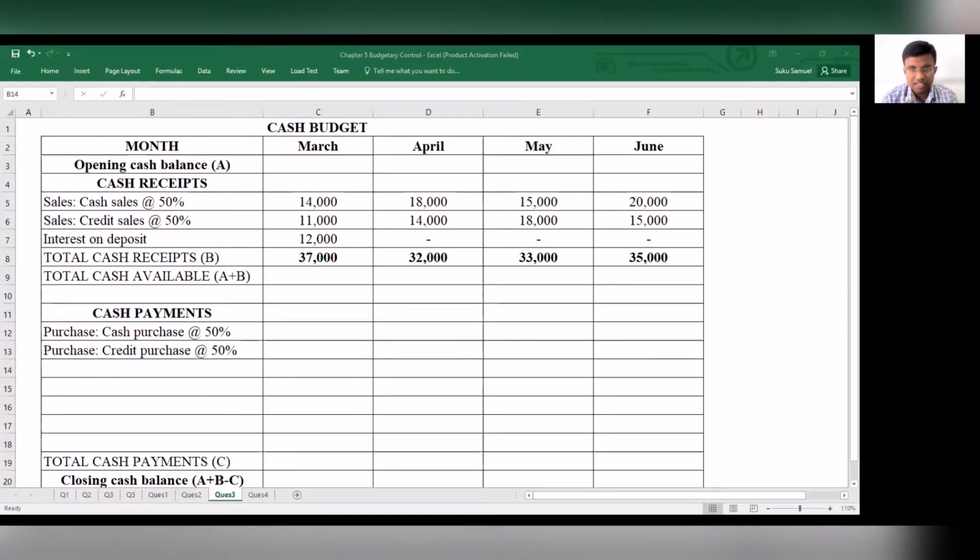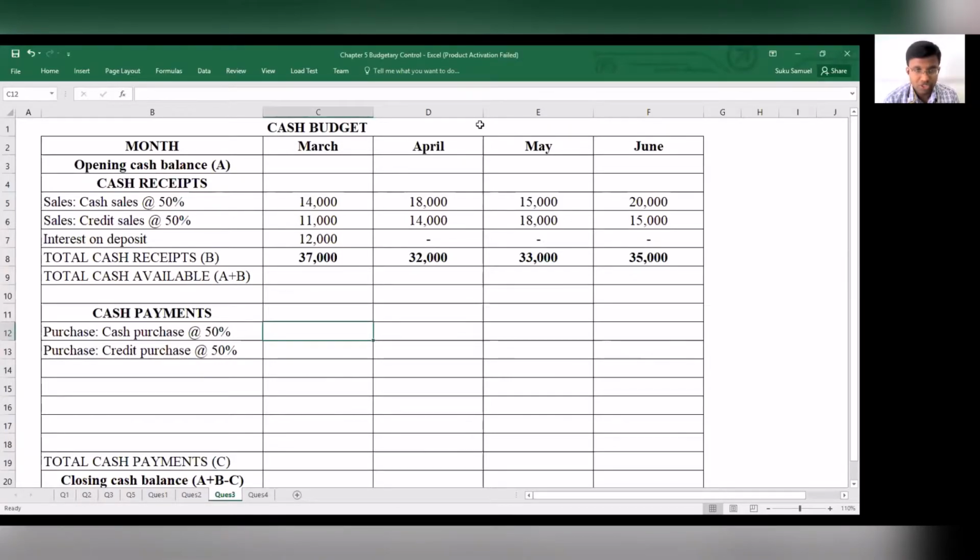Now there's a slight change with respect to the credit purchase. Well, what is the difference? The difference is that the 50% of purchase which is happening on credit is settled after 2 months. So the cash payment is settled only after 2 months.